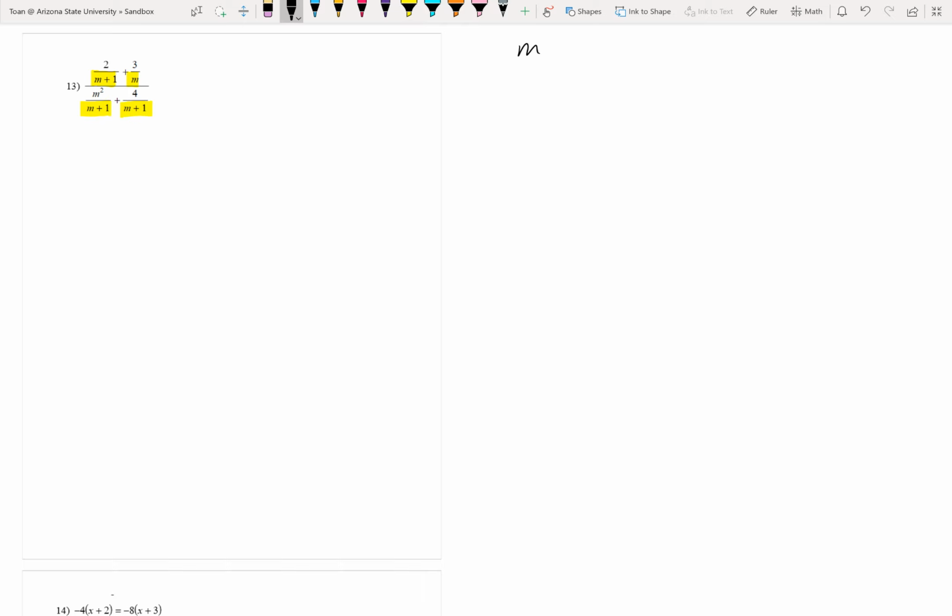To find the LCD, you go ahead and write the denominators in stacked form, just on top of each other, and factorize them if you can. I can't factorize m plus 1, so it stays as m plus 1. Do notice I use parentheses because the m plus 1 is the entire denominator. Can't factor the m. I can't factor the m plus 1.